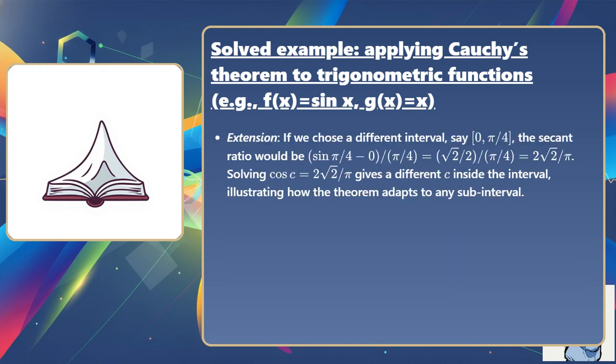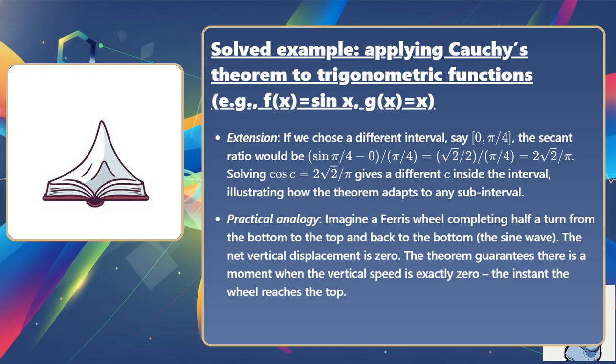Extension: if we choose a different interval, say from 0 to pi over 4, the secant ratio would be sine pi over 4 minus 0 divided by pi over 4, which equals square root of 2 divided by 2 over pi over 4, simplifying to 2 times square root of 2 over pi. Solving cosine c equals 2 times square root of 2 over pi gives a different c inside the interval, illustrating how the theorem adapts to any subinterval.